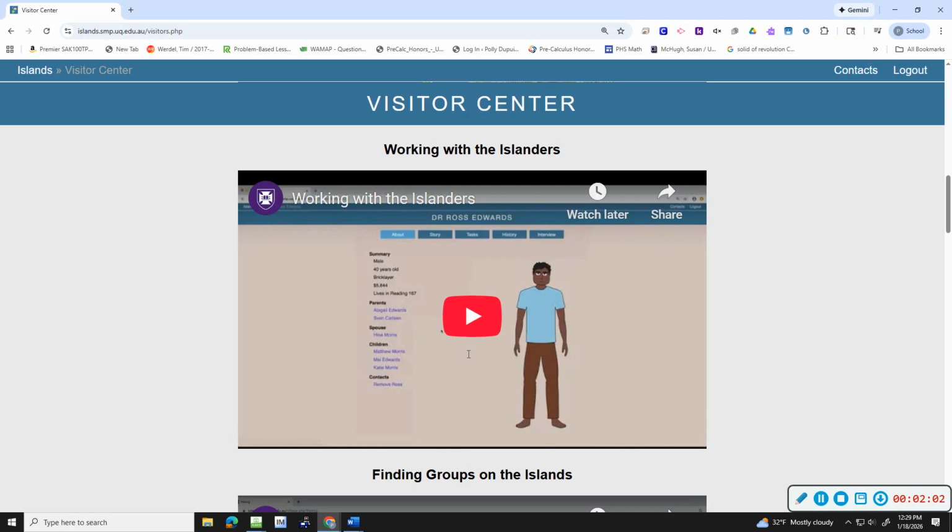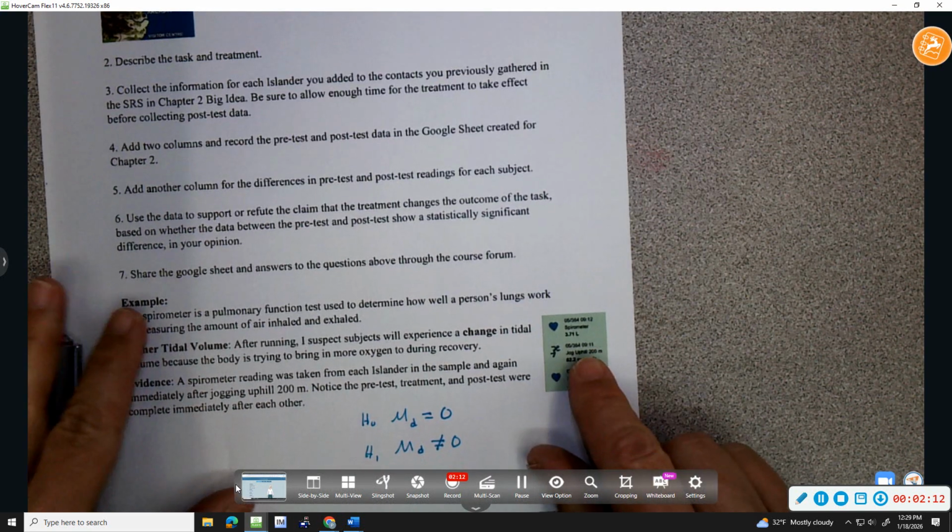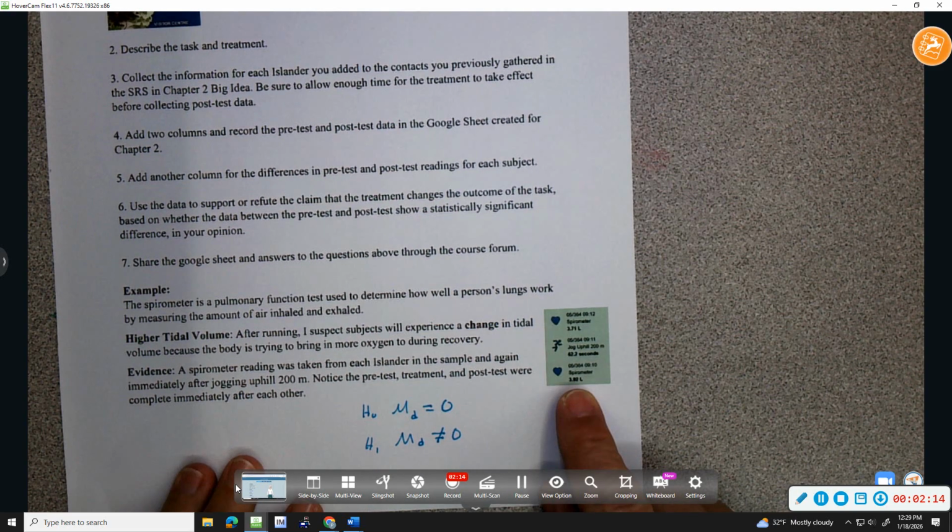What I did was I measured their spirometer. Here's their reading. And then what I did after that was I made them jog uphill. And then I went immediately and measured their spirometer reading. If I was to give them caffeine or some substance, I would have to wait some length of time for that to have some effect on their body by entering their blood system. How long does that take? That's for you to determine.